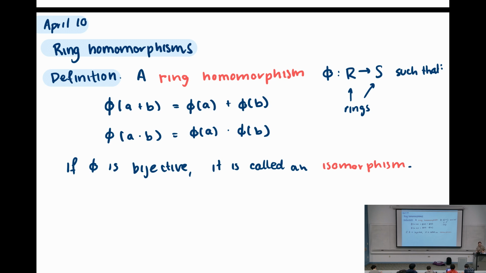So I'm going to give you a few minutes to think of some maps between rings that might be examples of ring homomorphisms, and then we'll discuss those. So yeah, go ahead and take a few minutes to think about and discuss what some examples of these might be.